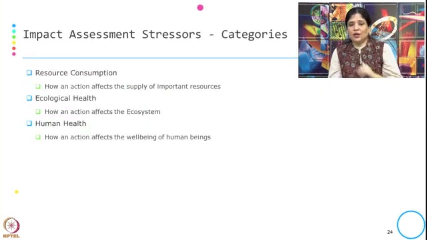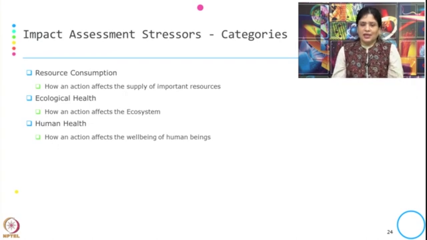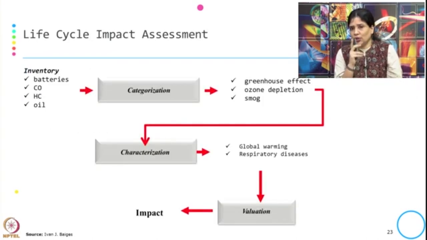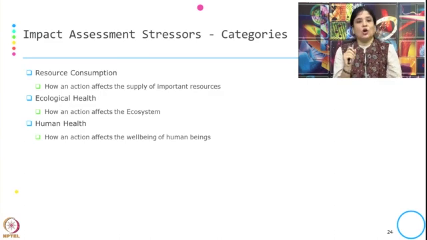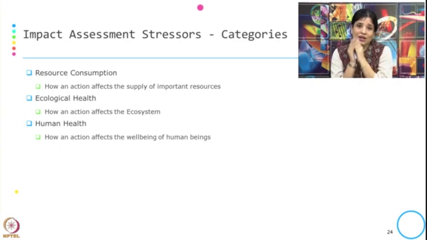So, when we do the impact assessment, when you categorize them, typically if you look at the previous slide, this is what we are trying to see. When you categorize them, you see whether it is affecting the resource consumption, the ecological health, or the human health. So, when you are doing the categorization, or asking what it leads to, because of this inventory, this raw material usage, this energy usage, or this process, what it creates is stress. The stress can be on resource consumption, on ecological health, or on human health.